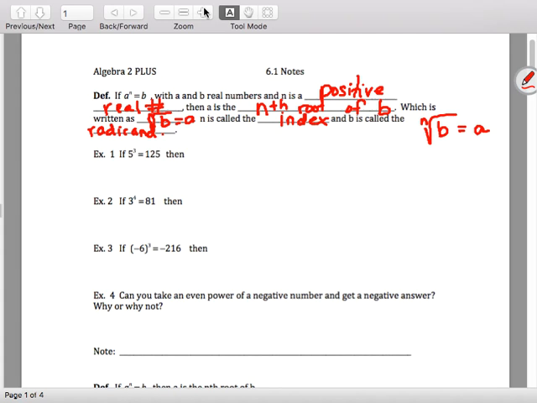So if I have 5 to the cube is 125, then the cube root of 125 is 5. If you have 3 to the 4th is 81, we would say the 4th root of 81 is 3. And if I have negative 6 in parentheses cubed is negative 216, then the cube root of negative 216 is negative 6.